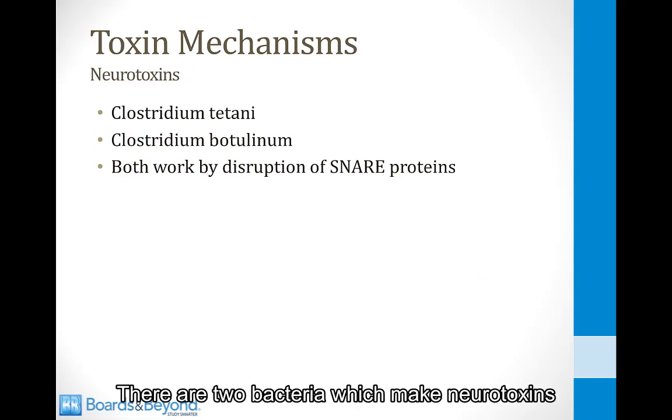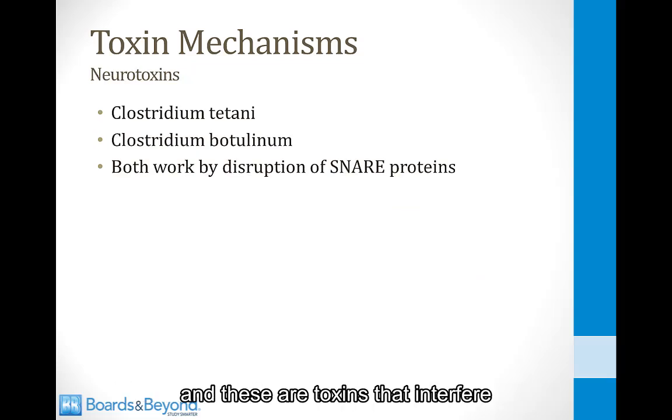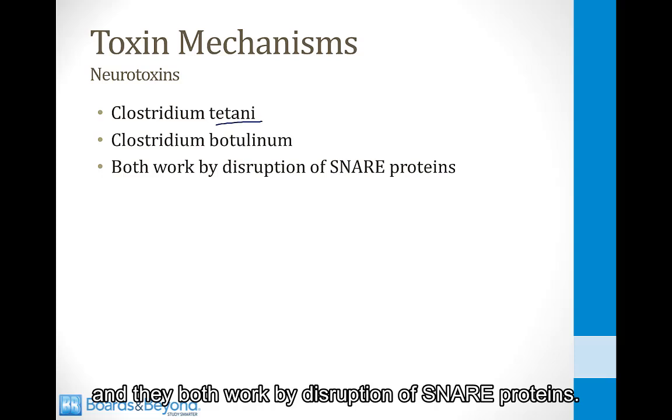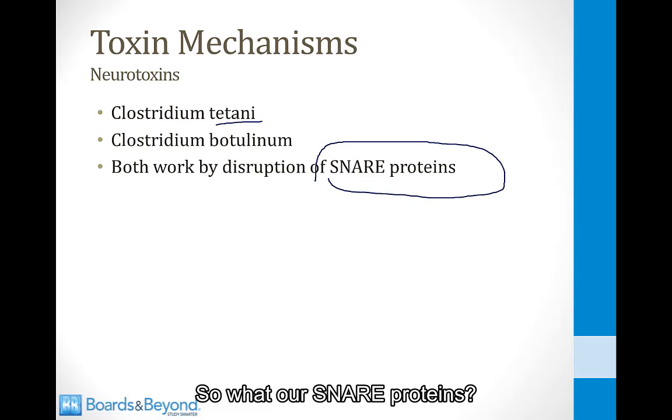There are two bacteria which make neurotoxins, and these are toxins that interfere with neurological function. They're both Clostridia bacteria. Clostridium tetani makes tetanus toxin, and Clostridium botulinum makes botulinum toxin. And they both work by disruption of snare proteins. So what are snare proteins?